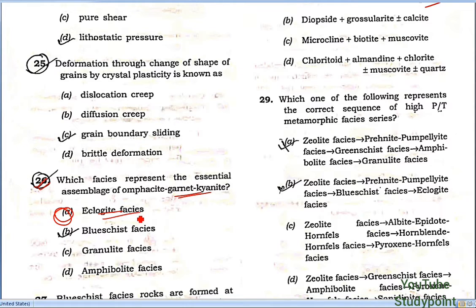Here the mineral assemblages are omphacite, garnet, kyanite, quartz, hornblende, zoisite. And option B, blueschist, in this facies main mineral assemblages are glaucophane, lawsonite, chlorite, epidote, omphacite. And in granulite facies, garnet, clinopyroxene, sillimanite, K feldspar are found. In amphibolite, staurolite, hornblende, plagioclase, garnet, are found.